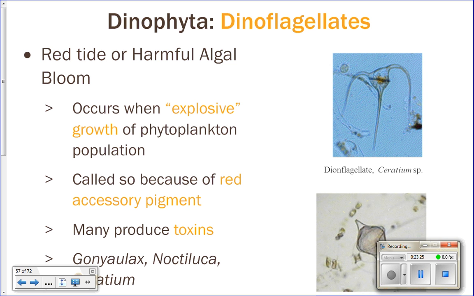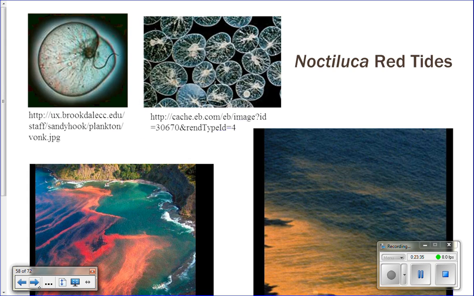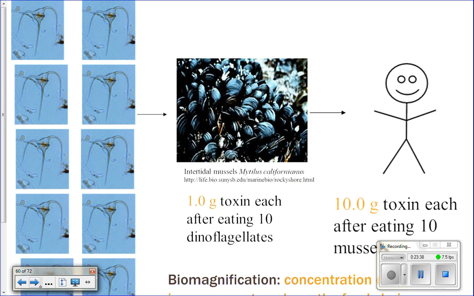Some of these dinoflagellates can also produce toxins. And because they can produce toxins, through this process that we call biomagnification, they can actually kill you. Okay, so here's the process of biomagnification. Basically, each little dinoflagellate produces a toxin. Biomagnification takes the toxin that gets produced, and at each step in the food chain, the amount of toxin gets concentrated as you move up. It gets concentrated about 10 times more every time you move up the food chain.